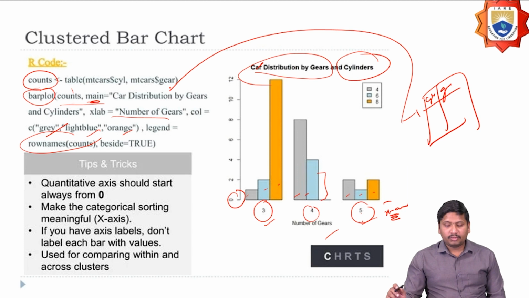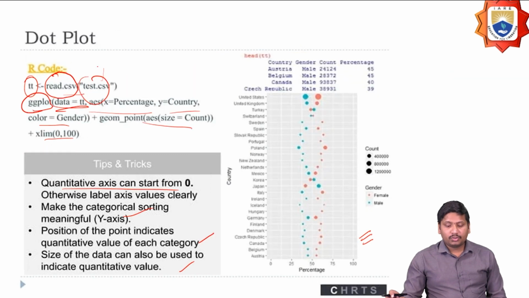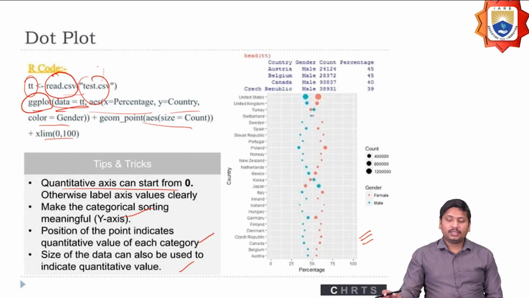Cluster bar chart means for a single variable you can show the different fields, like how many cars are sold through gears and cylinders, which I have to mention for that. So this is one example for representing the cluster plot. And the next thing is the dot plot. For the dot plot, first read the CSV file and then incorporate the x-axis and y-axis and make use of that.